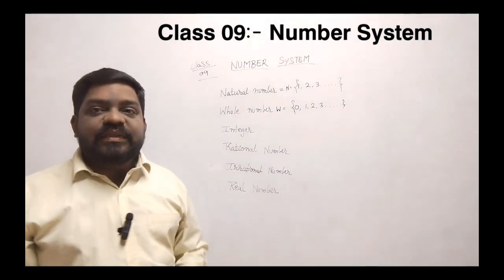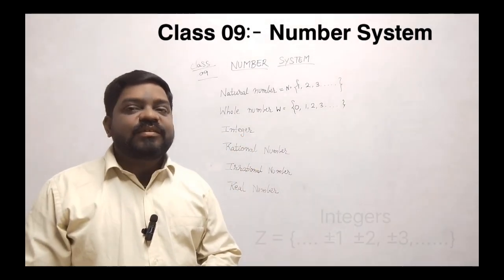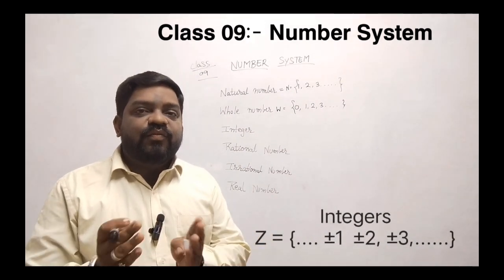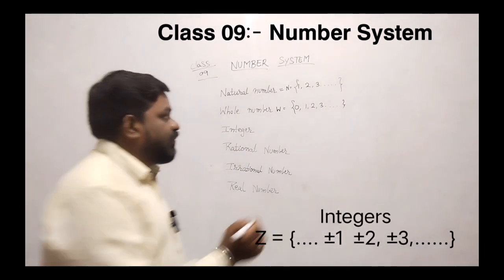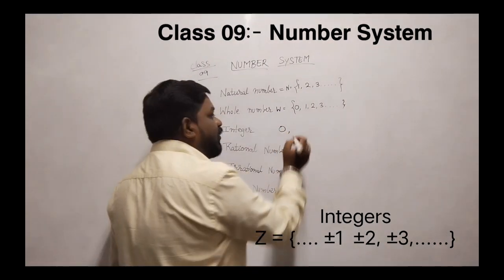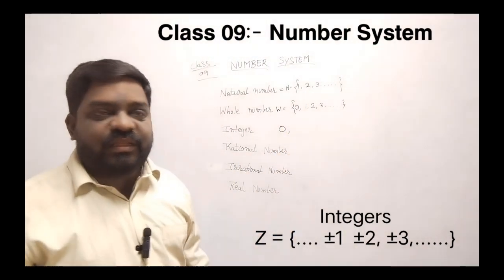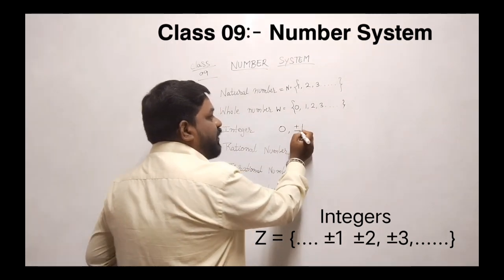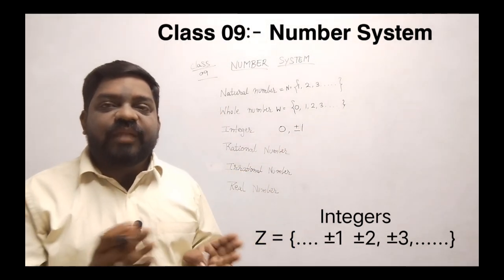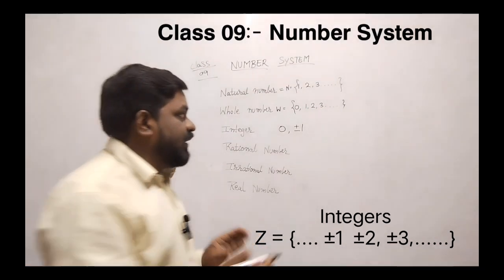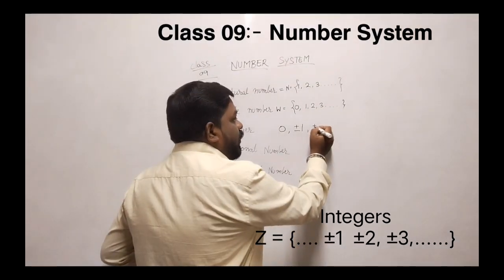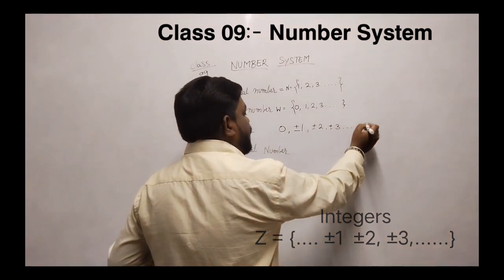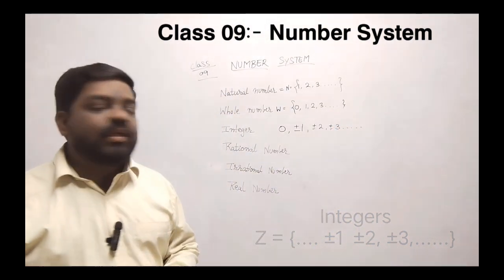Next, integers. For integers, we have a plus and minus sign for the natural numbers. 0 has no plus or minus sign, but the natural numbers have either plus or minus: it can be plus 1 or minus 1, so plus or minus 2, plus or minus 3, and so on.